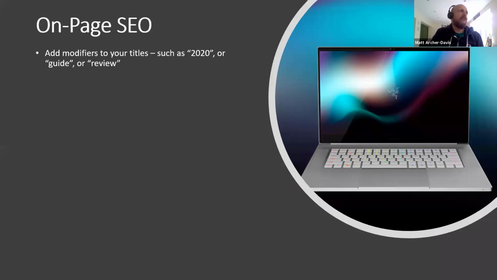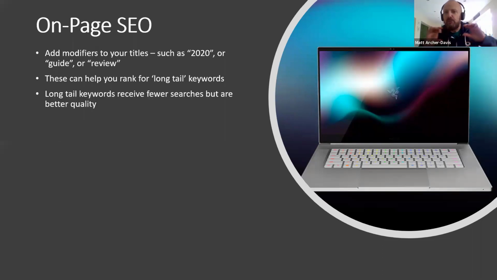More on-page SEO elements. Add modifiers to your title. So if you're writing about something particularly relevant to what someone might be searching for, so a guide, a review, or perhaps the year, modifiers such as those are really helpful because they enable you to be more specific, to be more niche about what people are searching for. They can help you rank for what we call longer tail keywords. So basically, they are more relevant and less broad. They'll receive fewer searches per month, but there'll be better quality searches.